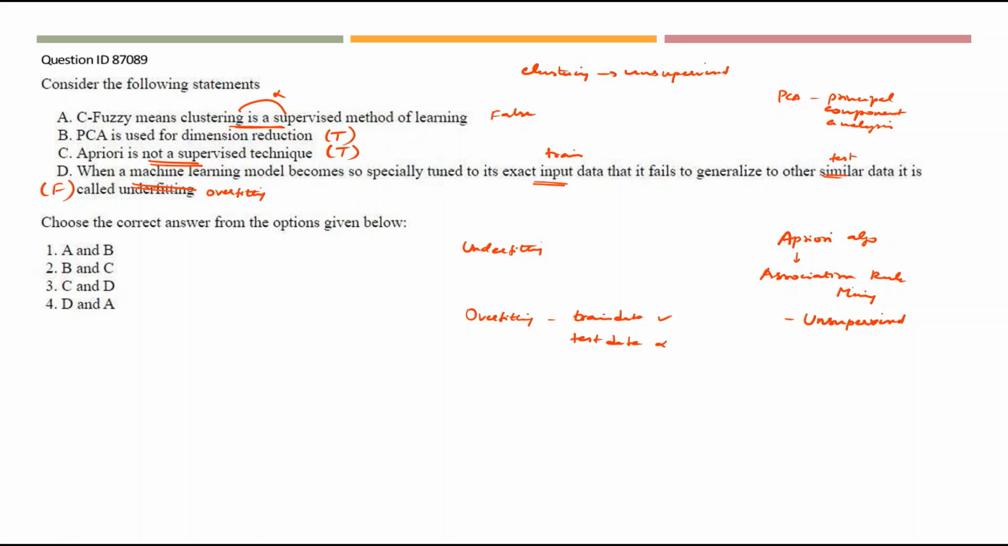Then what is underfitting? In underfitting, model does not learn any patterns even in the training phase. So we have A and D as false. Any option that involves A and D can be ruled out. Option number 2, B and C will be the right answer.